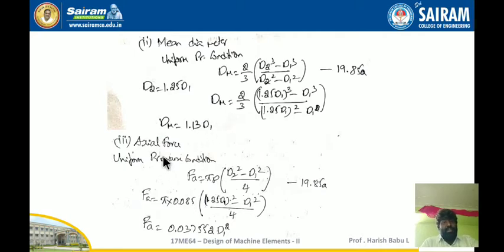Now I go for the third step, that is the axial force. Again uniform pressure condition, so Fa equals pi into P into (d2 square minus d1 square) by 4. Again I substitute d2 as 1.25 into d1. Simplifying the equation, I get Fa equals 0.037552 into d1 square. Keep this as it is.